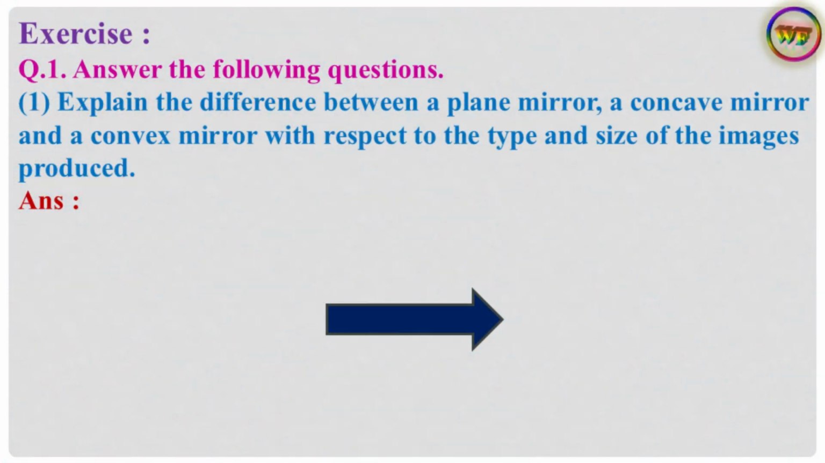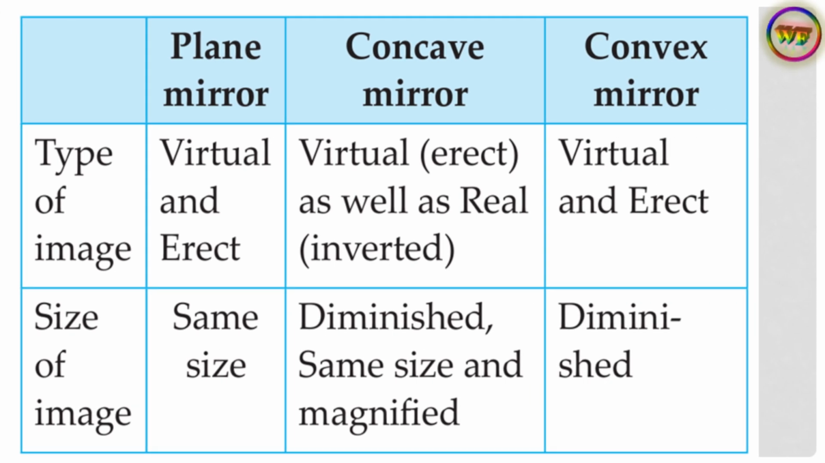Exercise. Question 1. Answer the following questions. Sub-question 1. Explain the difference between a plane mirror, a concave mirror and a convex mirror with respect to the type and size of the images produced. Answer is on the next slide. Answer is given directly.